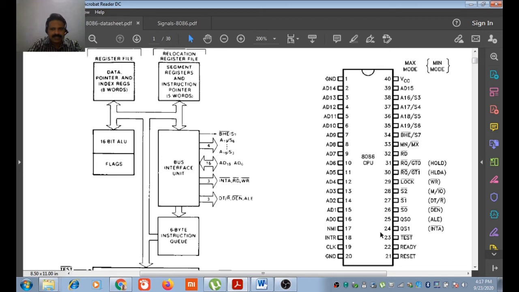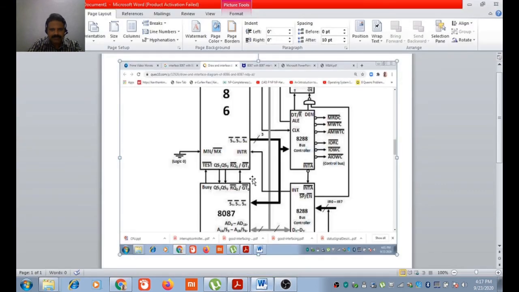Let us see the connection between 8087 and 8086. Here the BUSY pin of 8087 is connected with the TEST bar pin of 8086. Once the 8086 identifies the instruction is of 8087, the 8086 will execute a WAIT instruction. This WAIT instruction continuously tests the TEST bar pin.